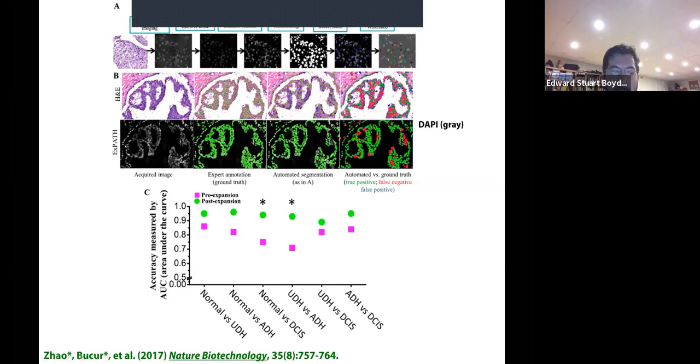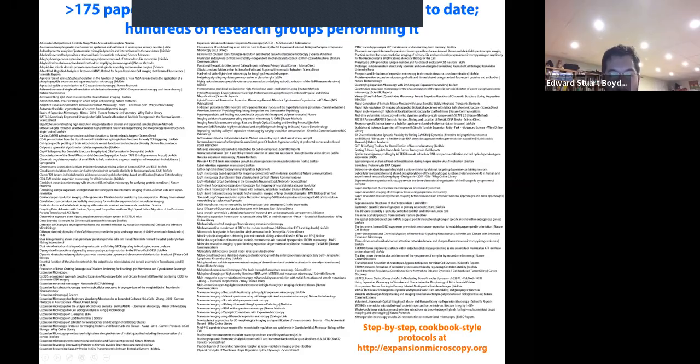This slide is very dense and not really meant to be read, but I want to send home two messages. The first is that expansion microscopy is very easy to do. Perhaps 1,000 groups are already doing it. We did hands-on training of about 400 groups, although with COVID-19, we can no longer do hands-on training. We have posted step-by-step cookbook-style protocols at our website, expansionmicroscopy.org. The link is shown in the lower right.